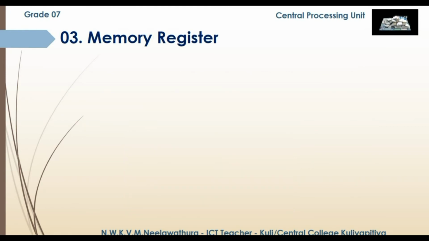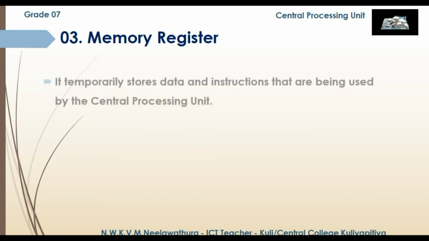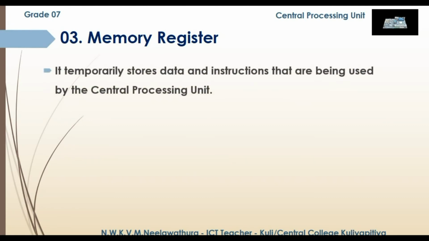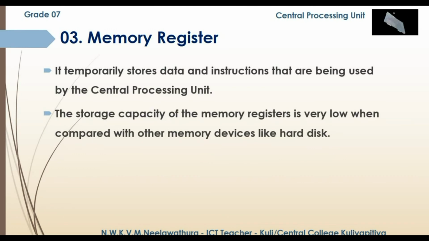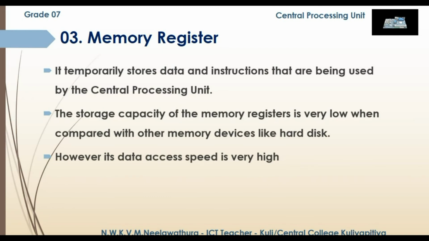Third one, memory register. It temporarily stores data and instructions that are being used by the Central Processing Unit. The storage capacity of the memory registers is very low when compared with other memory devices like hard disk. However, its data access speed is very high.